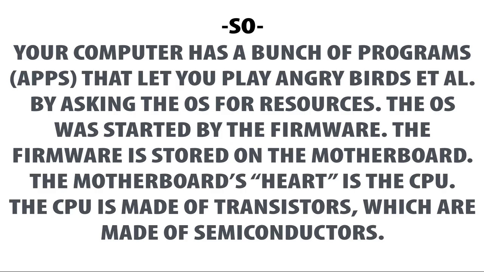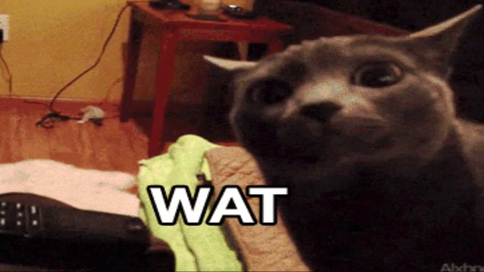And so a summary of this is that your computer has a bunch of programs or applications that let you play Angry Birds or whatever it is, by asking the operating system for resources, and the operating system was started by the firmware, and the firmware is stored on the motherboard in a little chip, and the motherboard's heart is the CPU, okay? The CPU is what does all the numerical computation. The CPU is made up of transistors, which are made of semiconductors. So you should have absorbed all that and understand pretty much exactly how your computer works now.